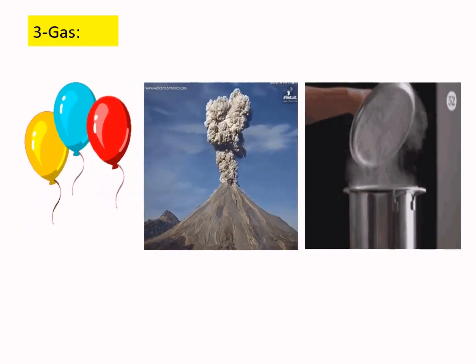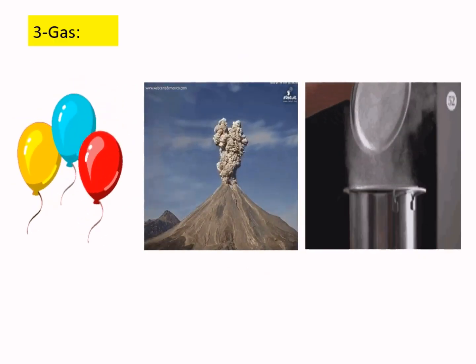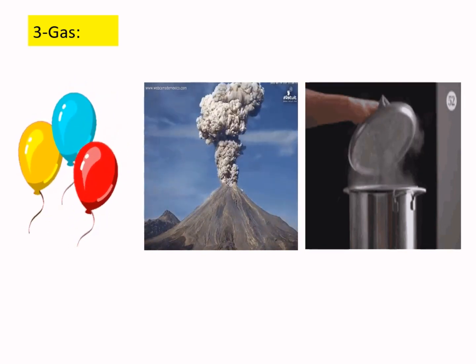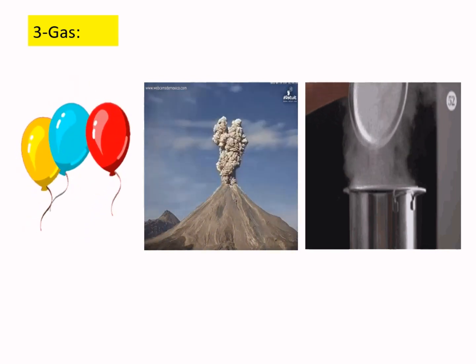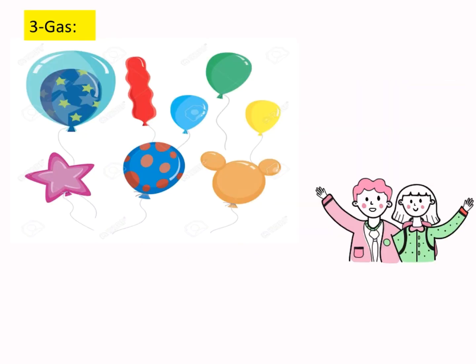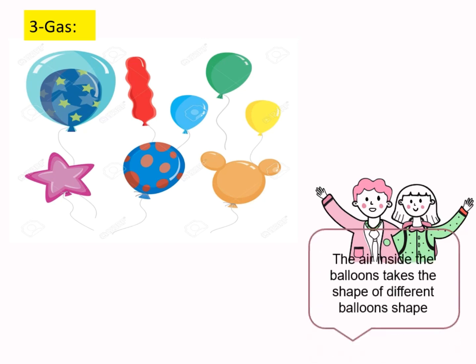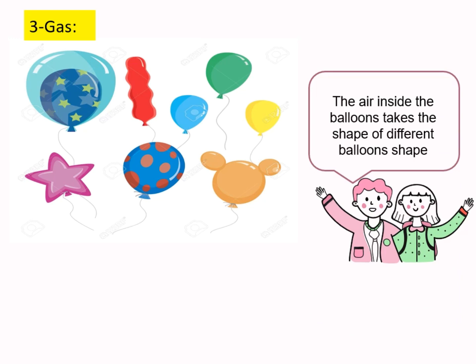Lastly, we will be talking about gas, like the helium gas that fills balloons, or the volcano smoke, or the water vapor. Now we have a group of balloons and all of them are filled with gas. The question is, do all of them have the same shape or are they different? Well, clearly they have different shapes. The air inside the balloons takes the shape of different balloons' shape.